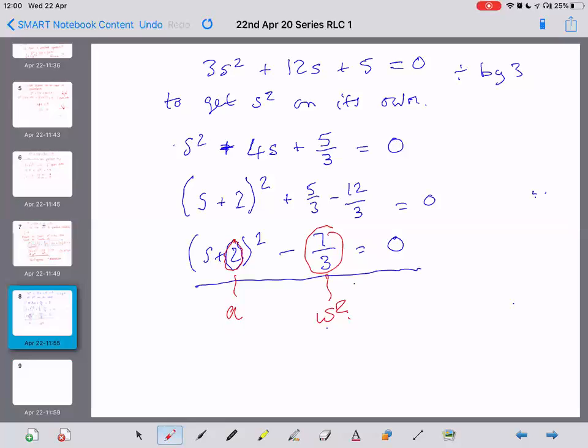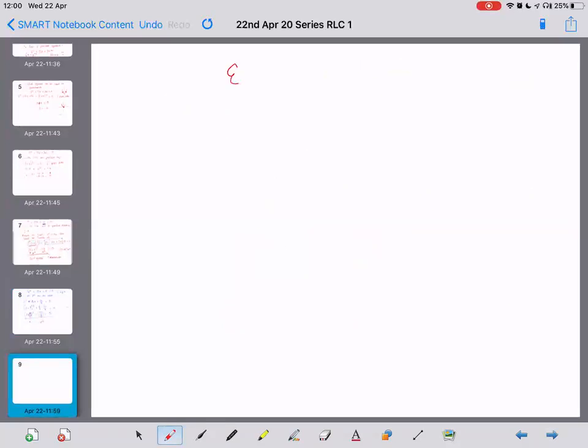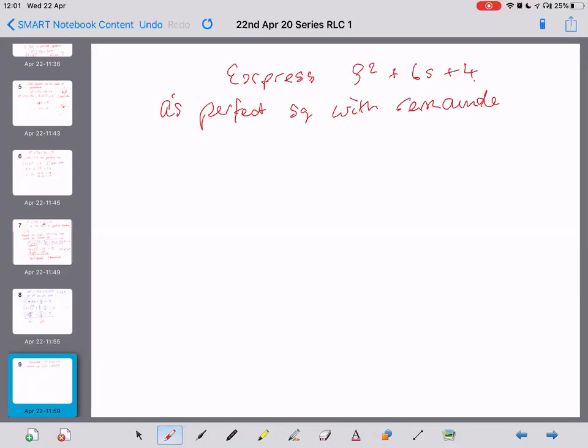So what I'm going to ask you to do now is express s squared, s squared, with a remainder. Have a go at that one.